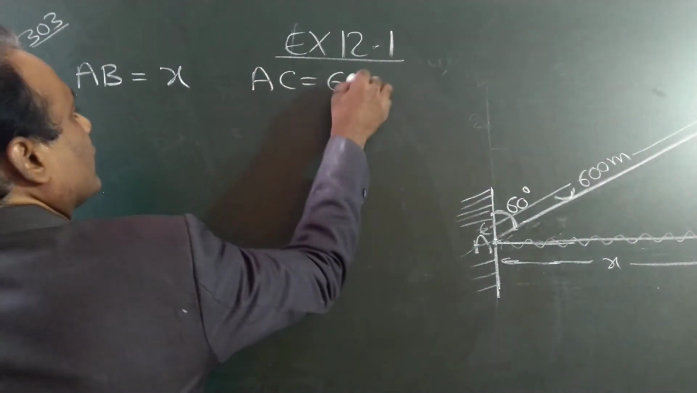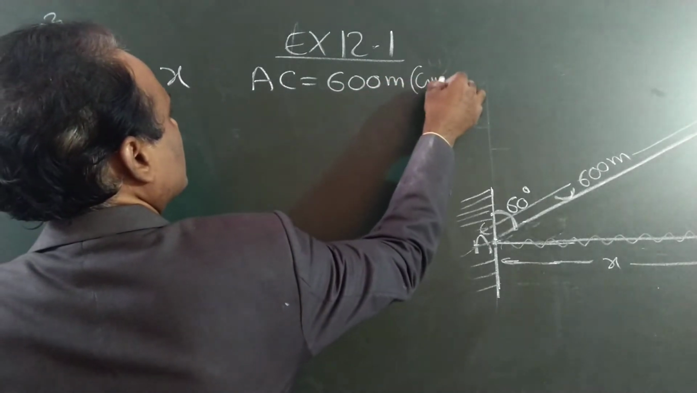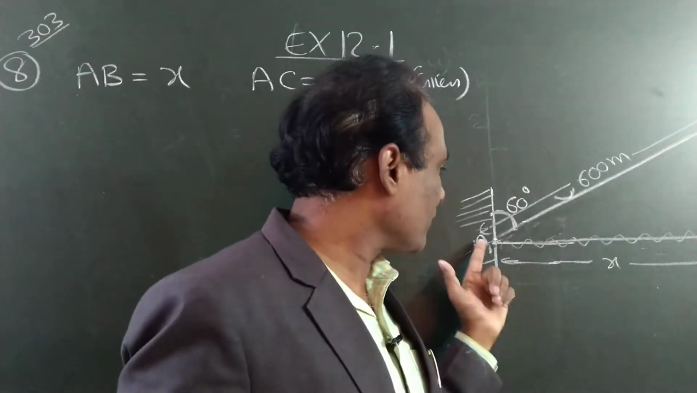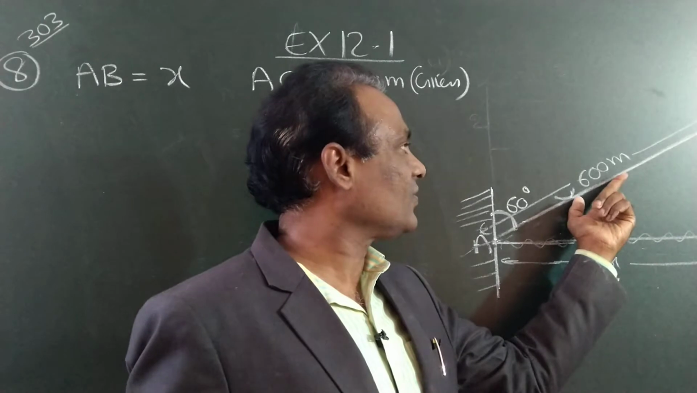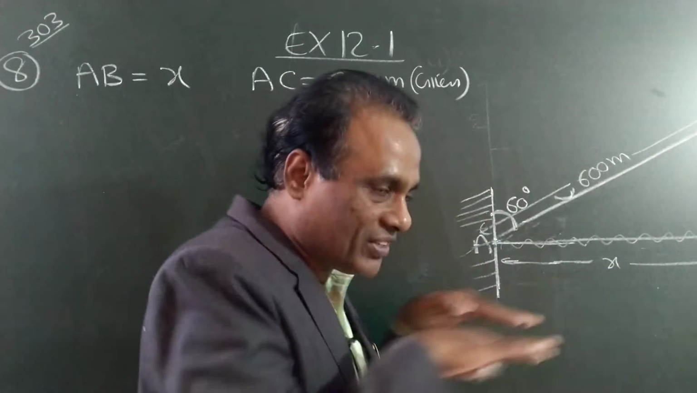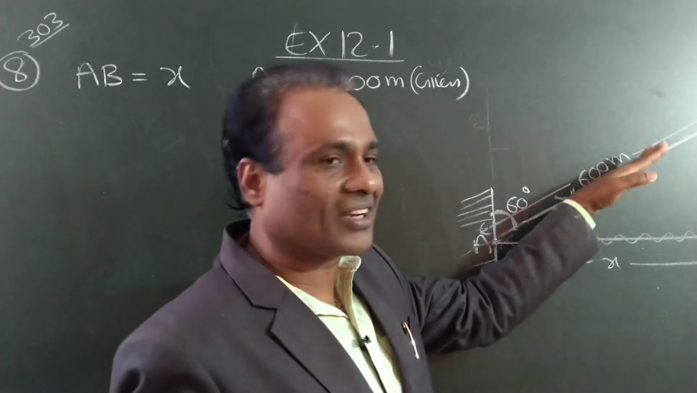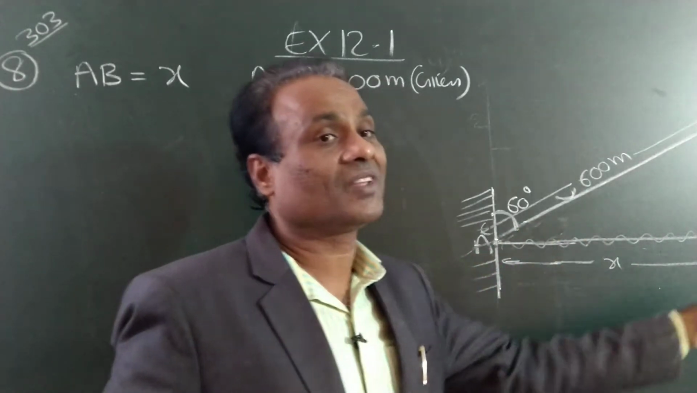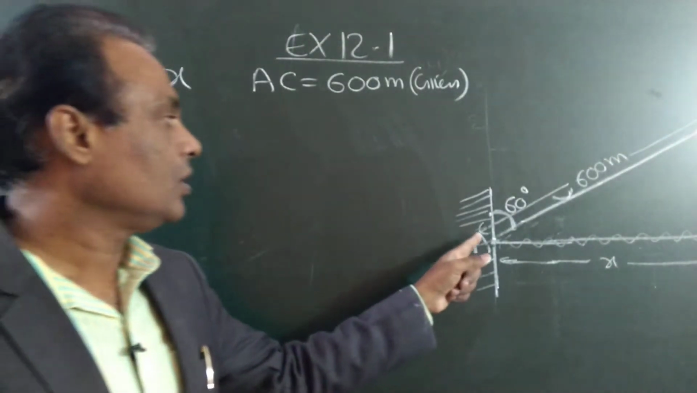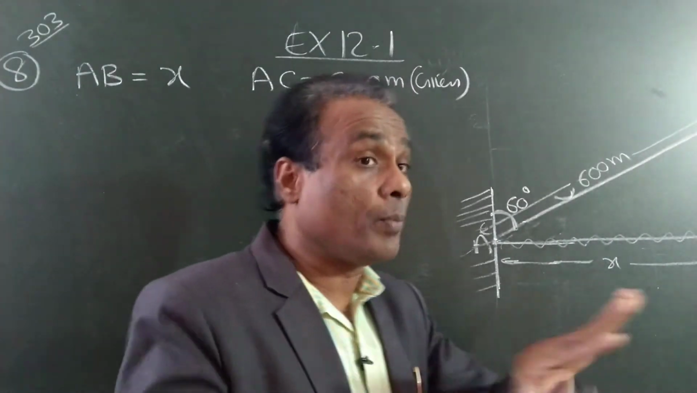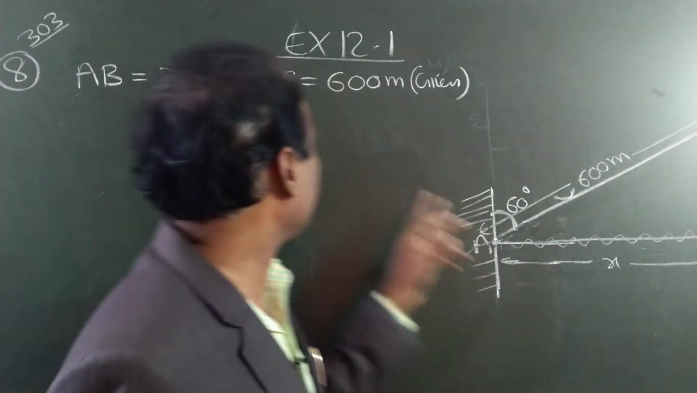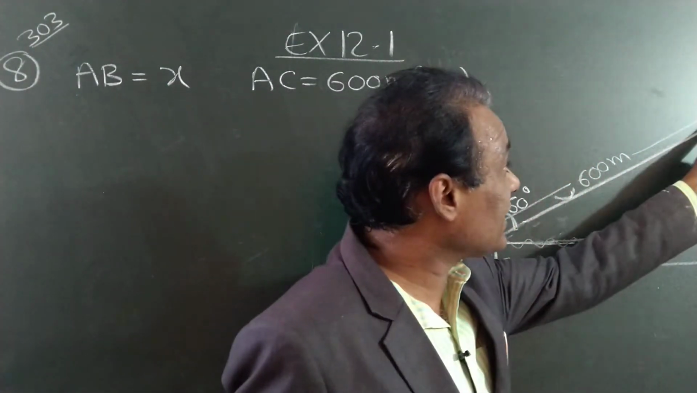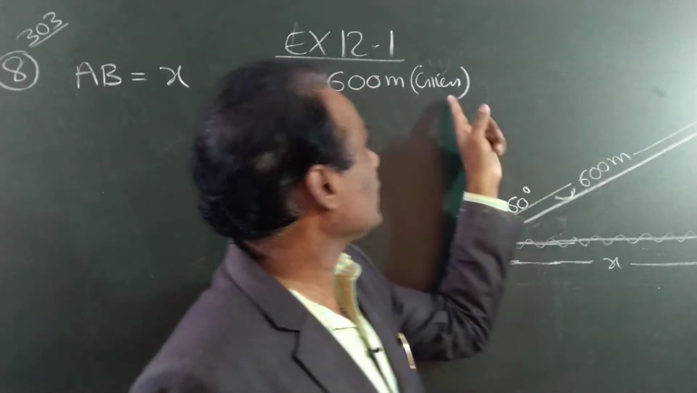AC is equal to 600 meters, given. The distance the boat traveled is given, but the width of the river and this distance are not the same, because when we measure the width, we measure straight, we don't measure cross. Of course this distance is 600, but the question is, what is the width of the river? X we have to find. So write down: A and B are the two banks of the river. Let the width of the river AB be equal to X. Boat started from A and reached the other end at C. So AC is equal to 600 meters, given.